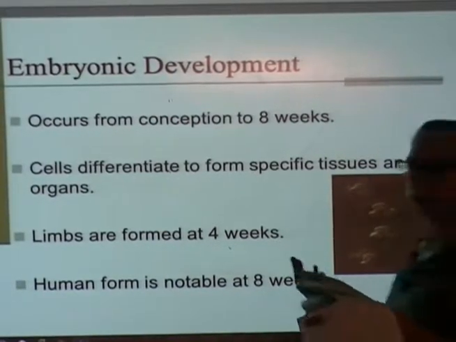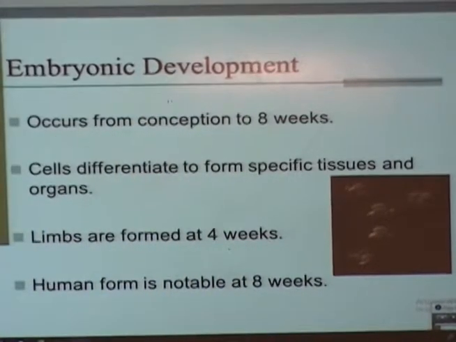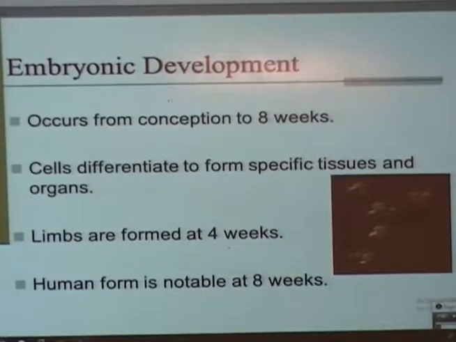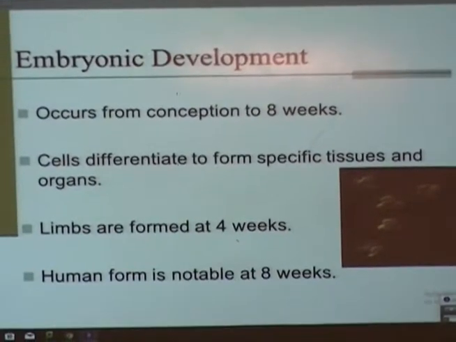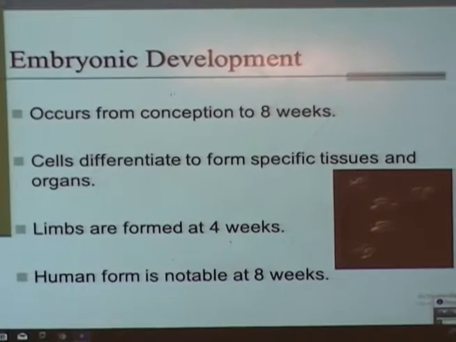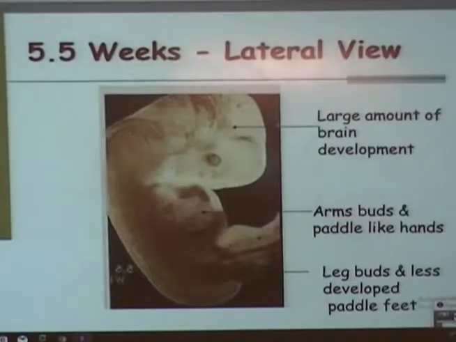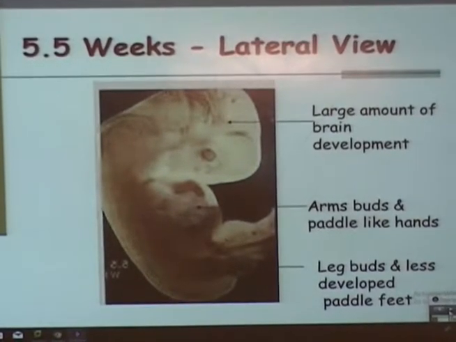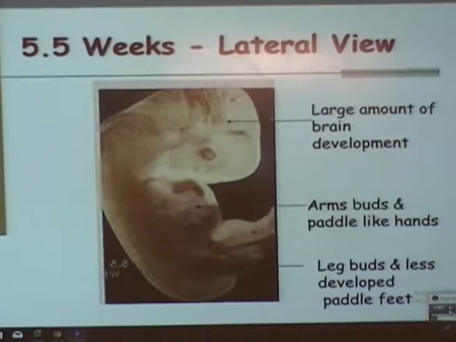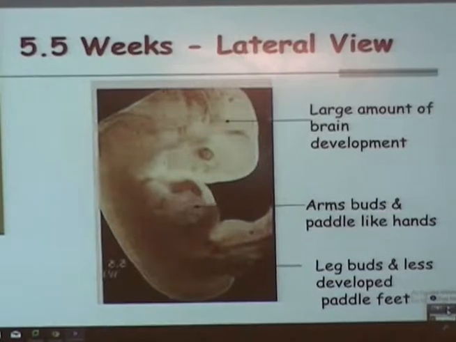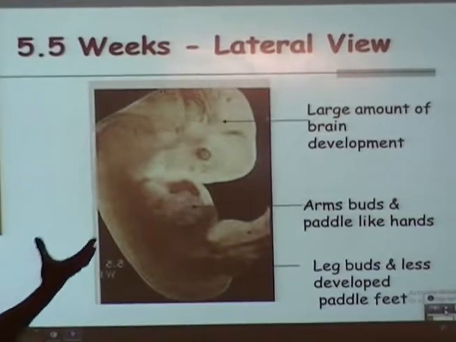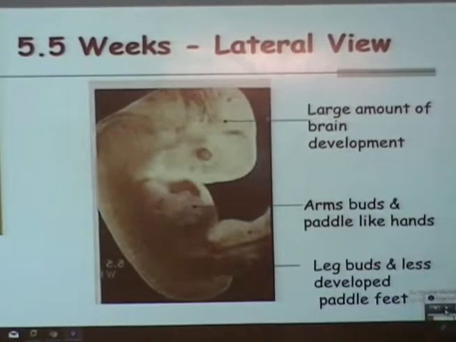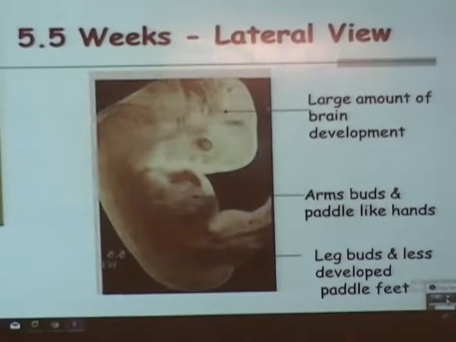And by 8 weeks, at the point where we transition from embryo to fetus, we're seeing something that is recognizably human if it continues to develop. Okay. So this is 5.5 weeks. And it's a good indication of that cephalocaudal development that we talked about way back at the beginning of the semester.